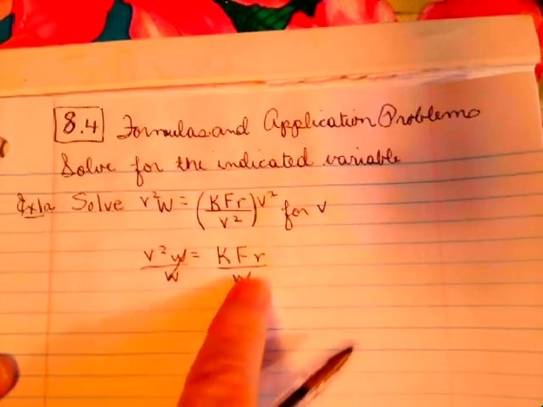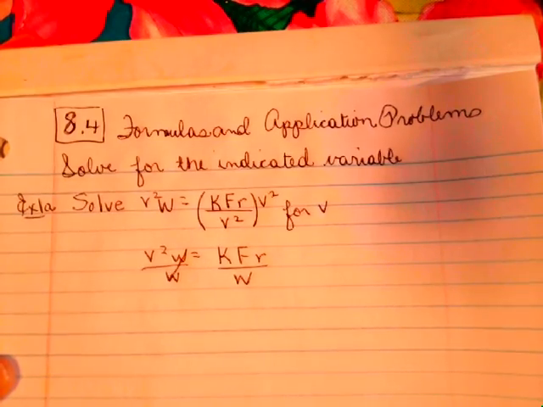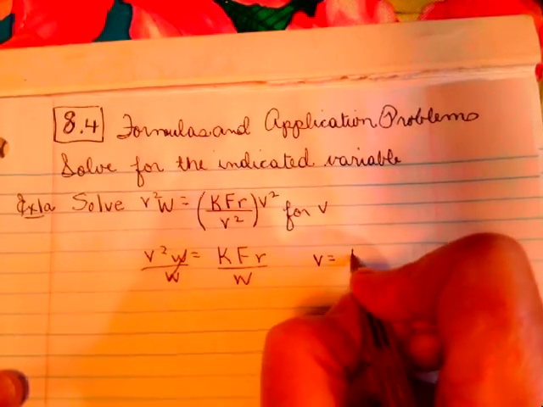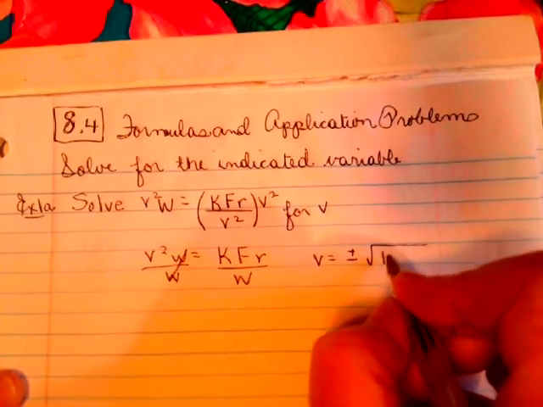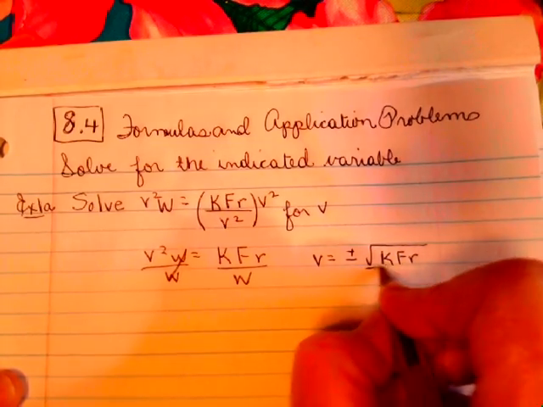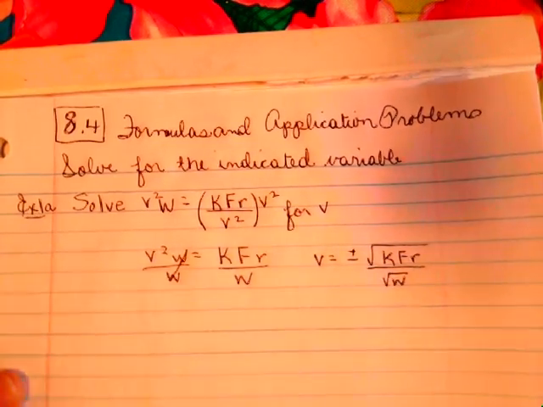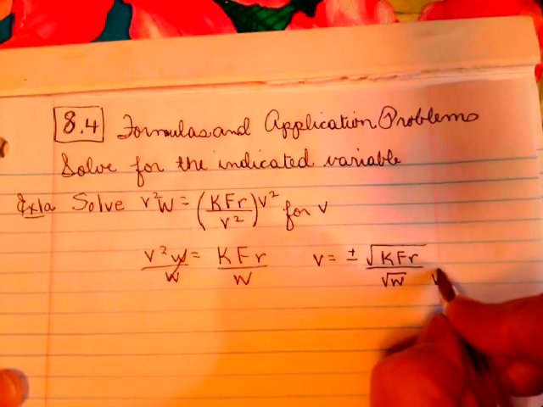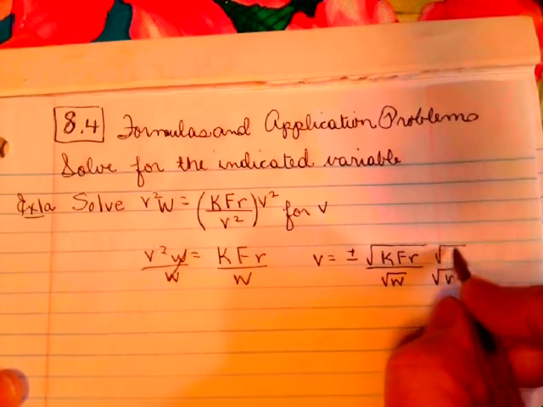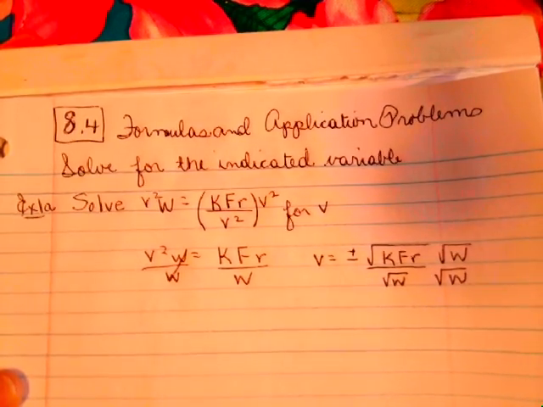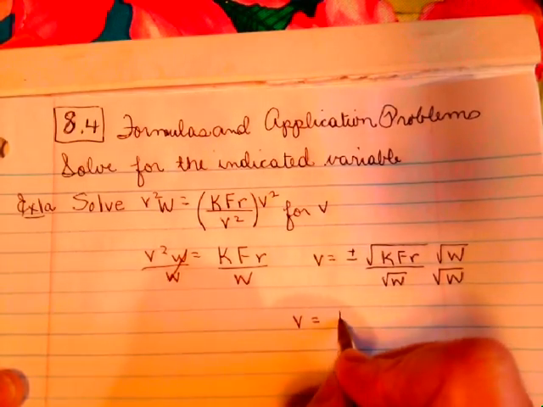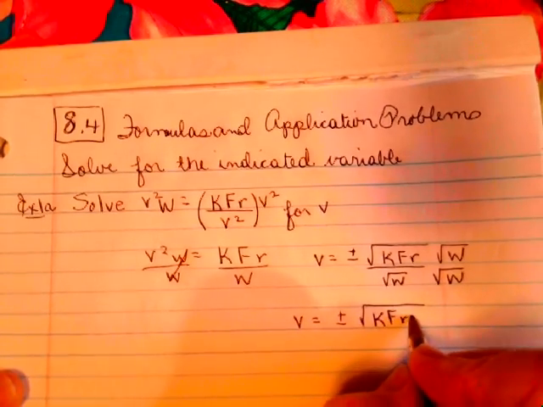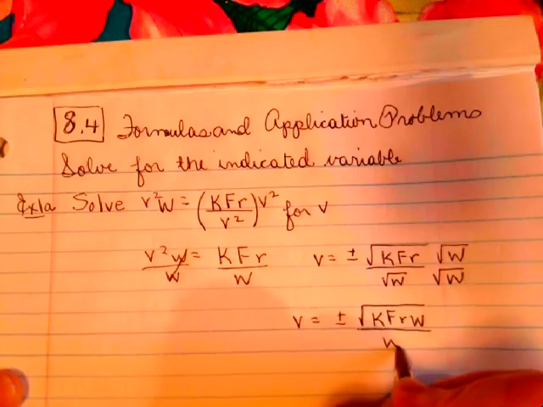Now we have V squared equals this expression. In order to get V by itself, we need to take the square root of both sides. V equals plus or minus the square root of KFR over the square root of W. Since we're not allowed to leave a square root symbol in the denominator, we have to multiply numerator and denominator by the square root of W. Final answer, V equals plus or minus the square root of KFRW all over W.